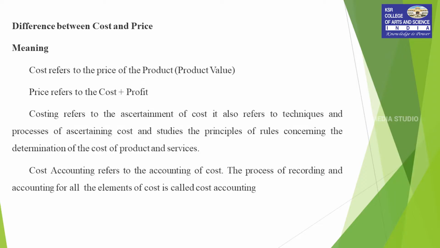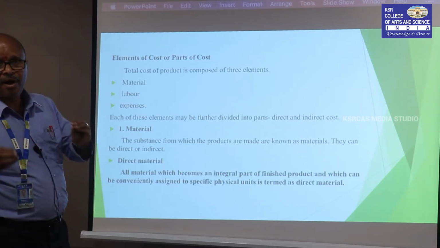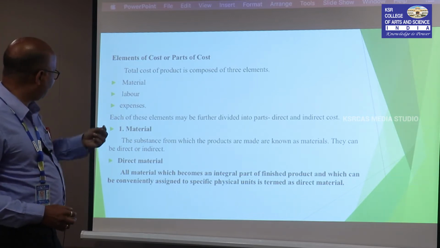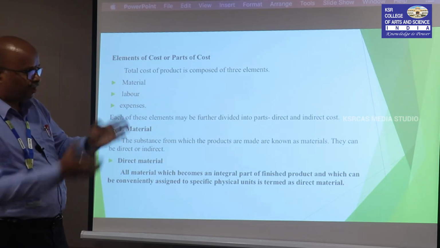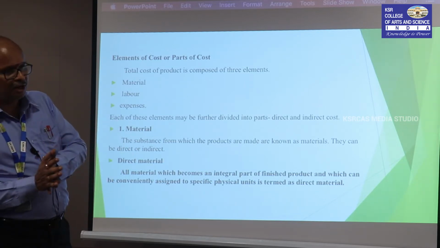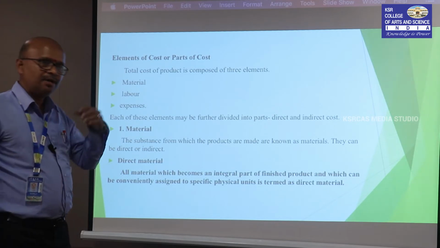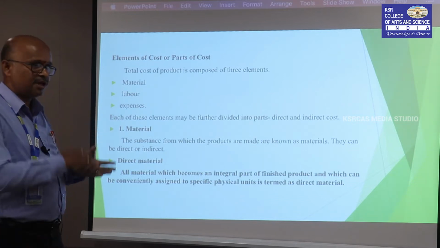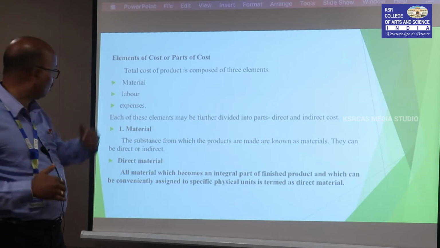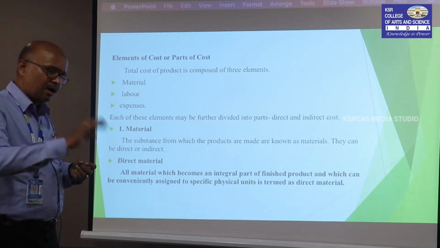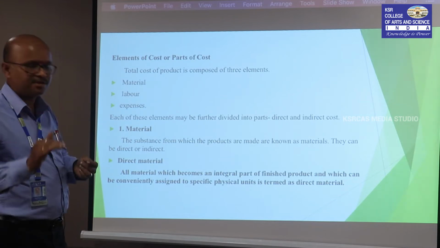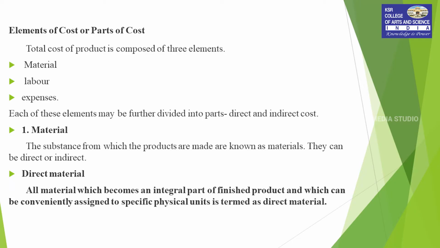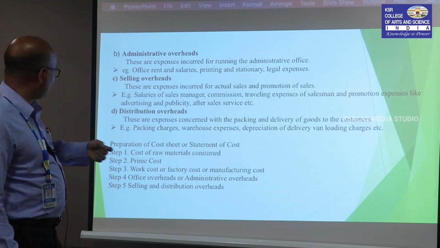The next heading you are going to see is about the elements of cost. Here the elements of cost have been classified, or divided, into three: material, labor and expenses. These have been further subdivided: material into direct material and indirect material, labor into indirect labor and direct labor, and expenses into direct expenses and indirect expenses. When you talk about the indirect expenses, here it says about the factory overheads, administrative overheads, and selling and distribution overheads.